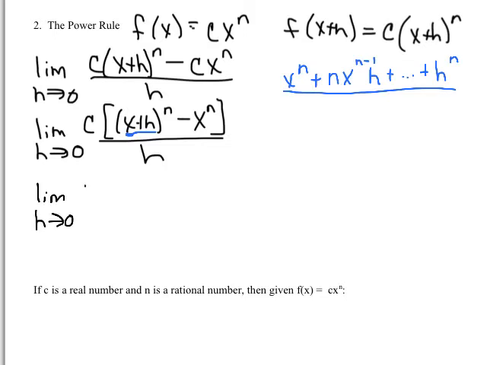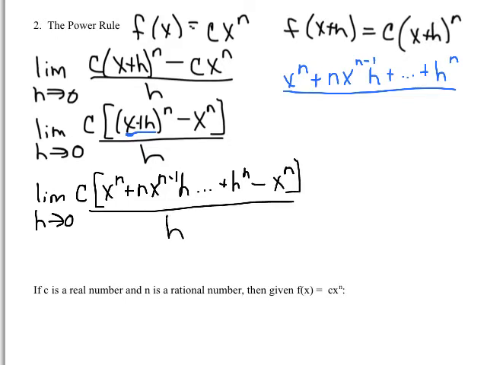I have my limit, I have my constant c, and then I have x to the n plus n times x to the n minus 1 times h. The pattern's going to continue until the very last term is h to the n. All of that minus an x to the n, all over h. So let's just look and see what this is. My x to the n is going to subtract away. Every other term in here has at least one h as a factor of it.